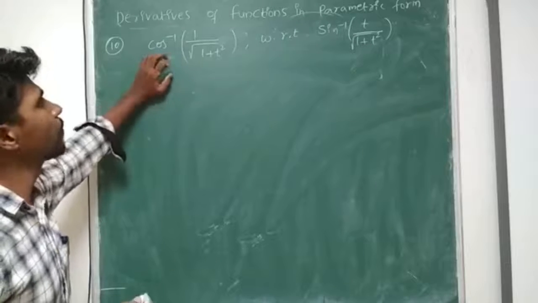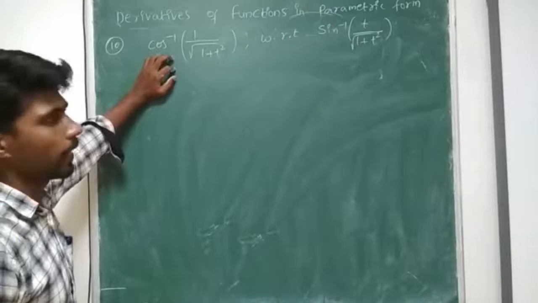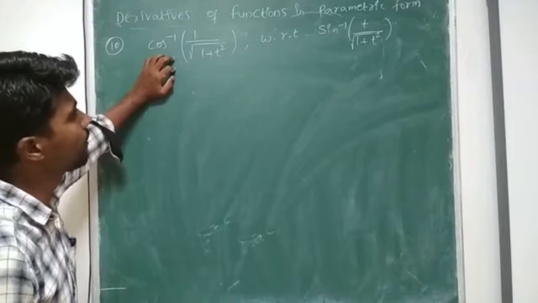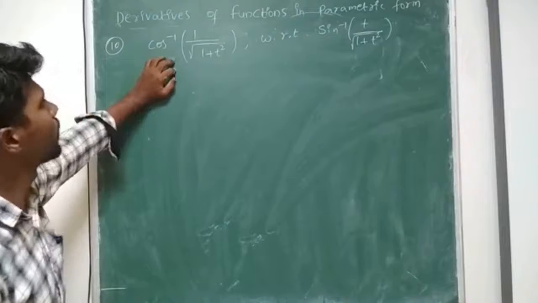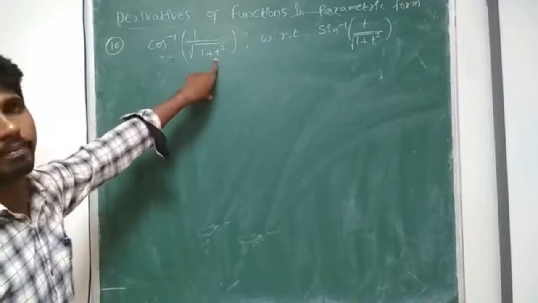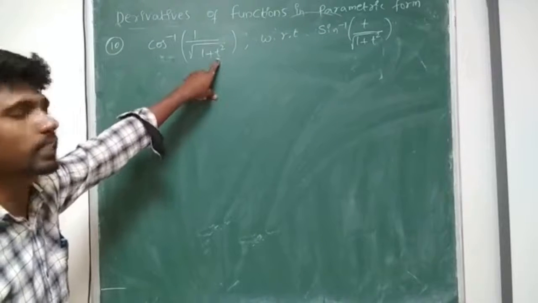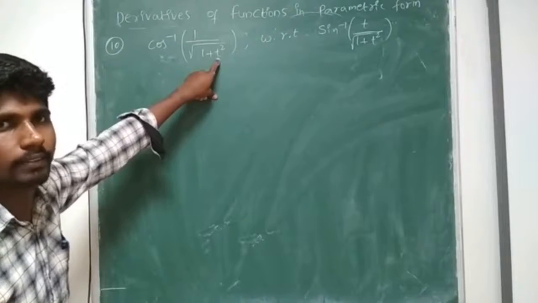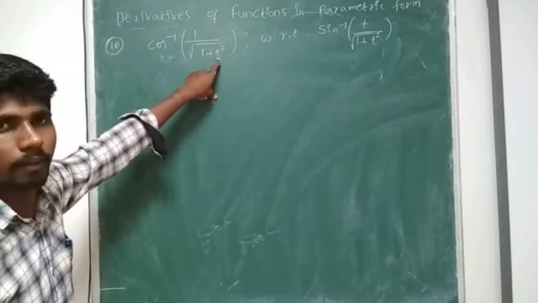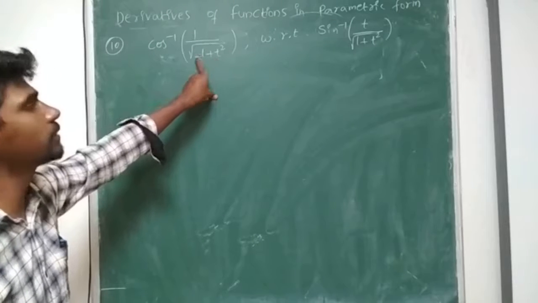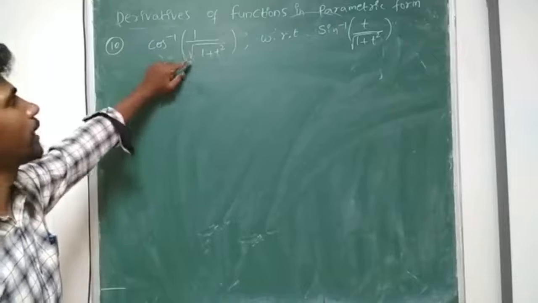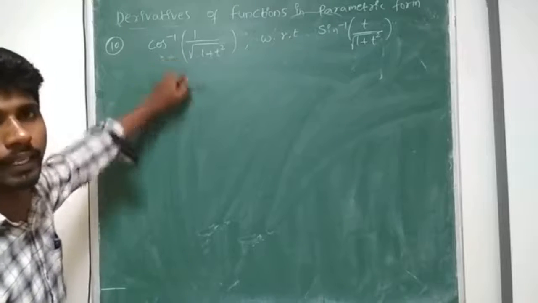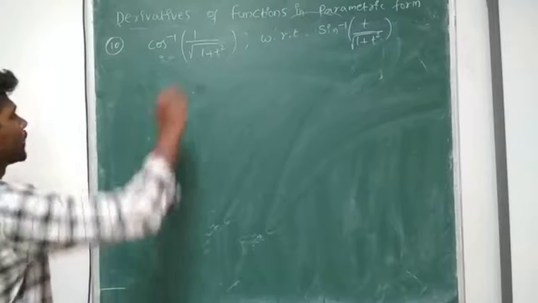If it is possible, I can convert this. If not, I can leave it like this. See, 1 plus t square and the root. If suppose I have t as some tan theta, then what do we get? 1 plus tan square theta is secant square theta. So I get root of secant square theta as secant theta. So I can move on in that particular way. So shall we do it? We can do it.